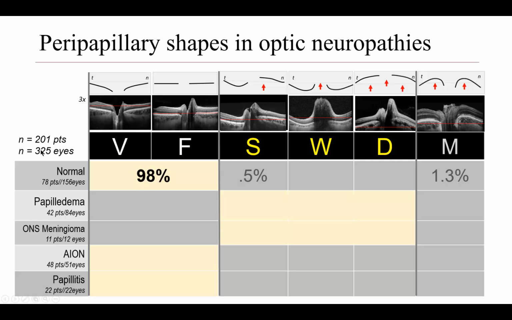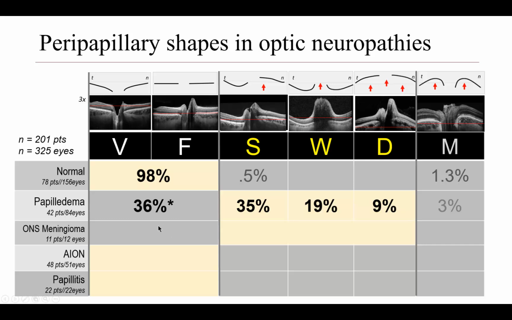So I wanted to see how these work out if you look at the group of patients that we're interested in evaluating. And we did this in a couple hundred patients, 325 eyes. If you look at the group of normal patients, you'll find that the overwhelming majority of these patients have a shape that varies between V and F. Very few showed this SWD configuration. In contrast, patients with papilledema showed that about 1/3 of them will have what you might think is a normal shape, that is, a V to F.